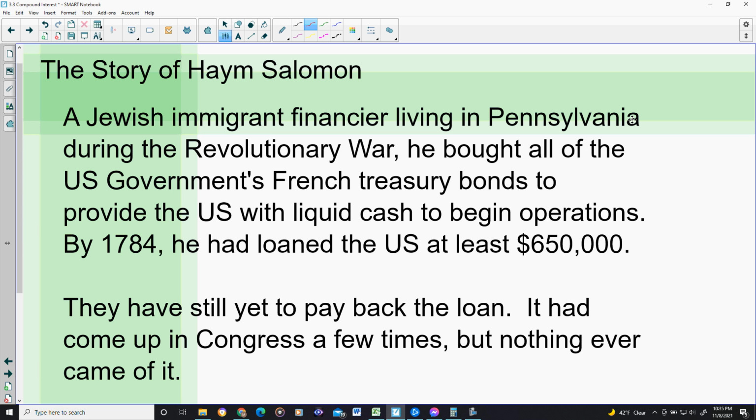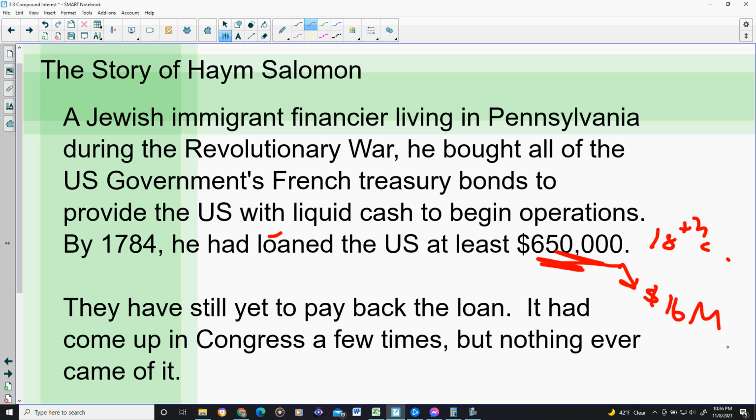He loans the government $650,000. And this number here, $650,000, this is 18th century money, not current money. That's not adjusted for inflation. That's hard earned colonial cash right there. So that has a value adjusted for inflation of about 16 million nowadays, something like that. It's huge, but there is a big thing that happens.